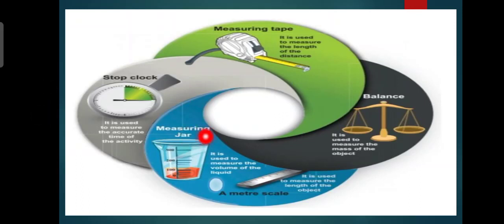Next one, measuring jar. It is used to measure the volume of liquid. A graduated cylinder, also known as a measuring cylinder or mixing cylinder, is a common piece of laboratory equipment used to measure the volume of a liquid like water, milk and juice. It has a narrow cylindrical shape. Each marked line on the graduated cylinder represents the amount of liquid that has been measured. Next one, balance. It is used to measure the mass or weight of an object like vegetables, fruits, rice and so on.